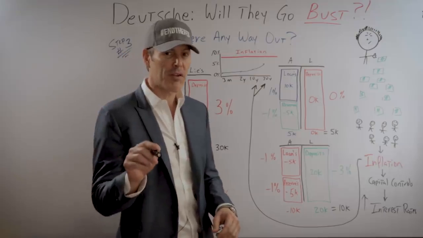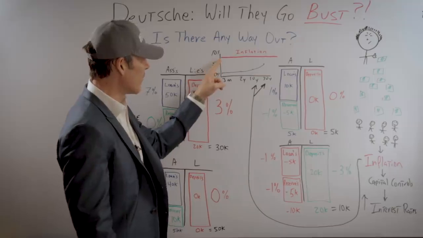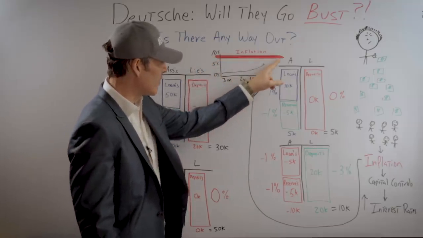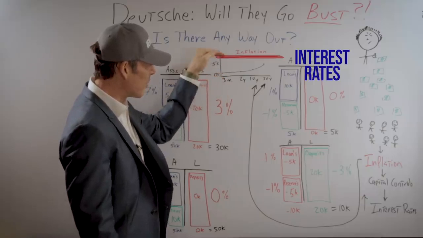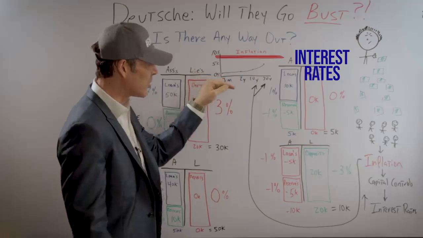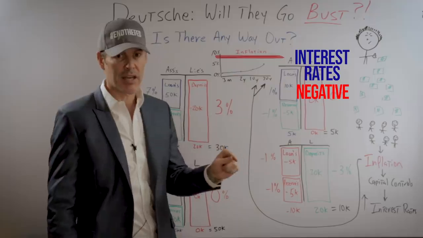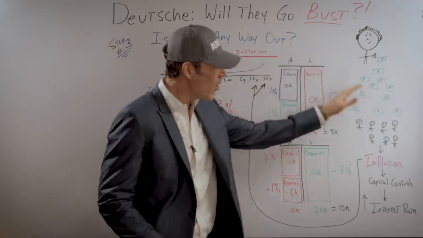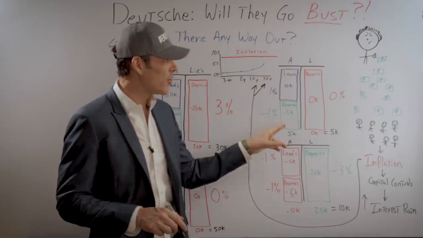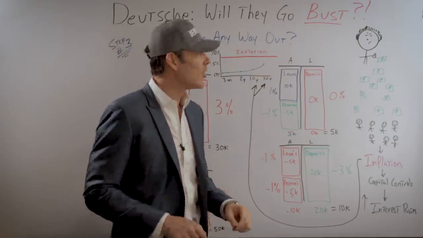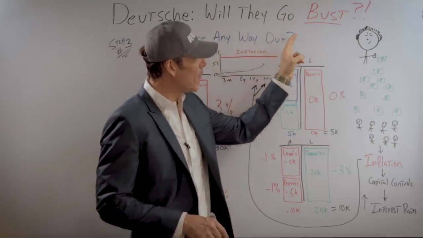But we have to remember the difference between nominal rates and real rates. If the rate of inflation is up near 10% and all of the interest rates are in the positive but below the level of inflation, in real terms, the interest rates are still negative. To be clear, this may or may not play out. Russell, although he's extremely smart, could be wrong. So it takes us back to our original question, will Deutsche Bank go bust?